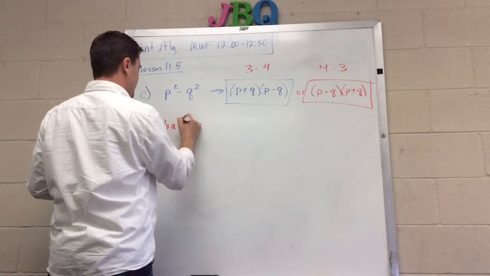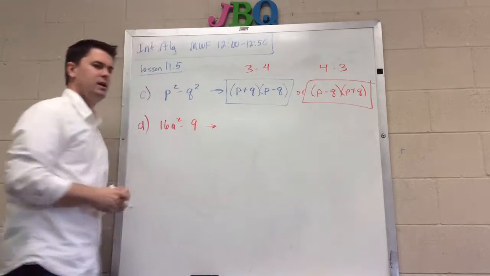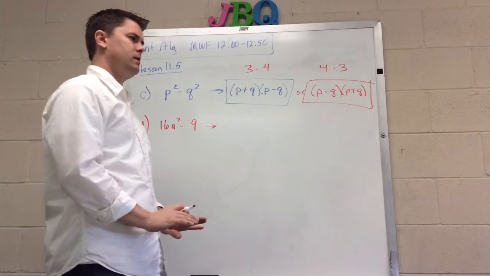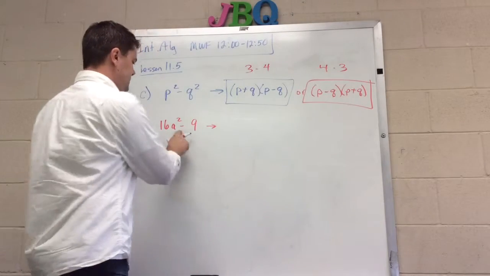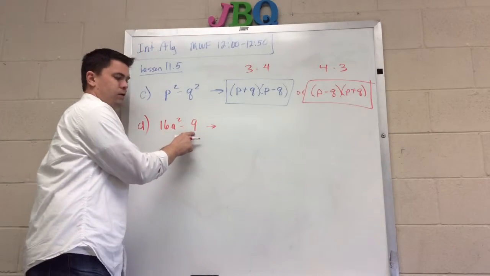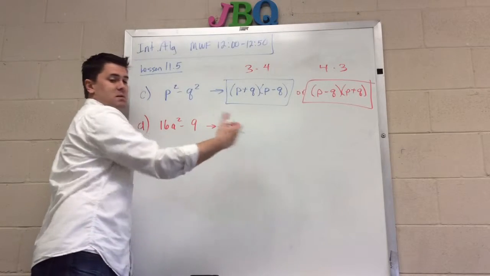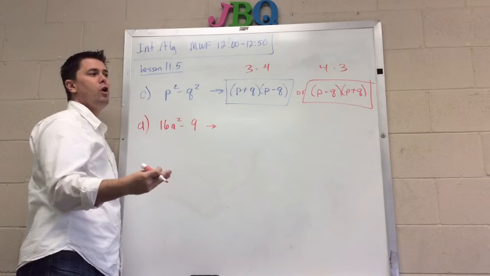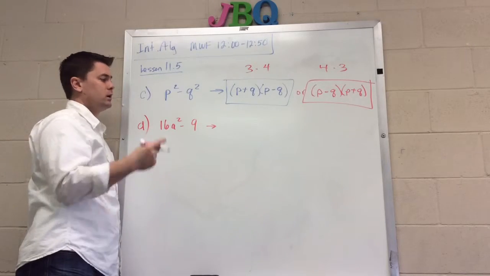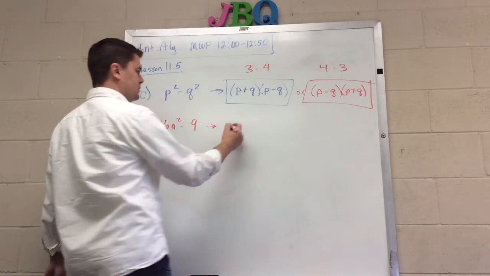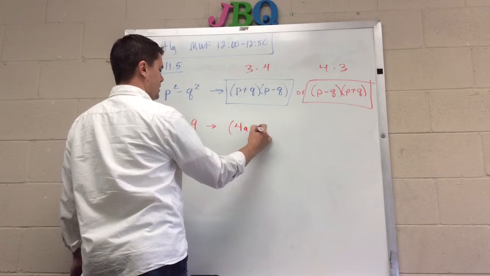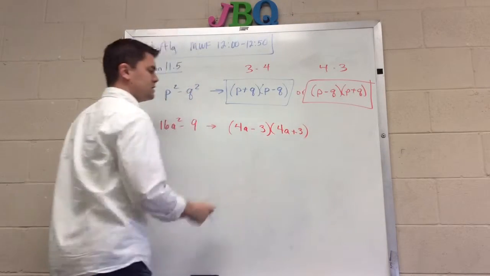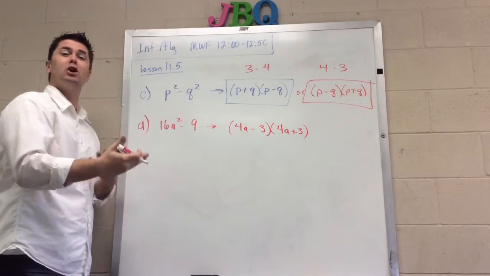16a squared minus 9. You guys are sharp here. Think about the square root of each of those terms. I'll pause. Difference, perfect square, plus minus, minus plus. So think, I'm going to pause about 5 more seconds. 5, 4, 3, 2, 1. Okay, so square root these numbers, you're going to get 4a minus 3 times 4a plus 3. So the signs are different, but your terms look the same.